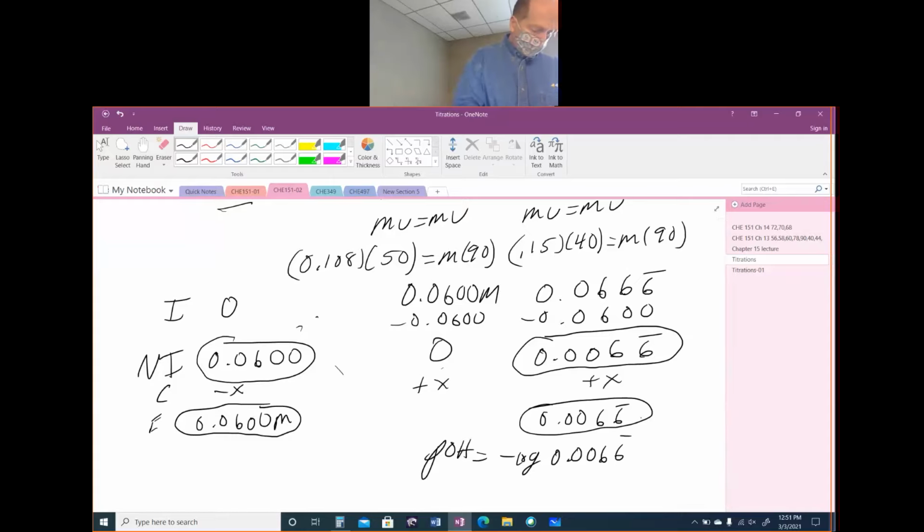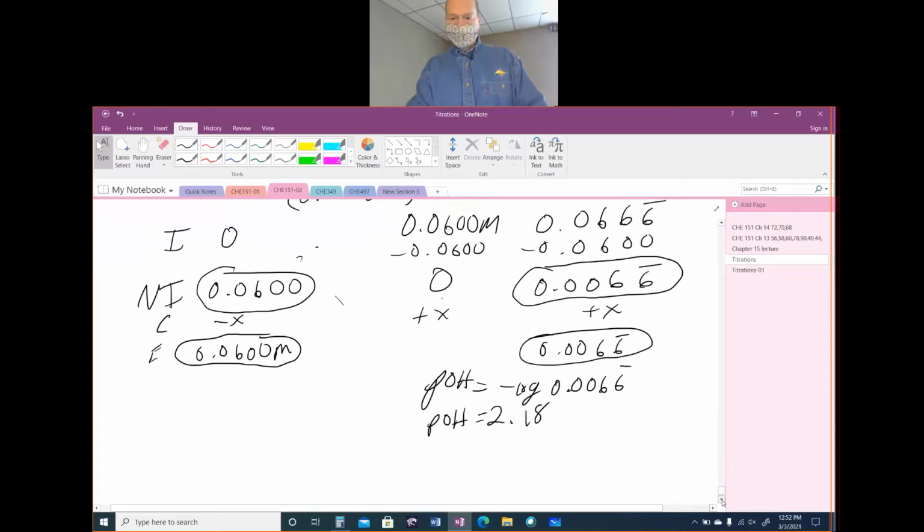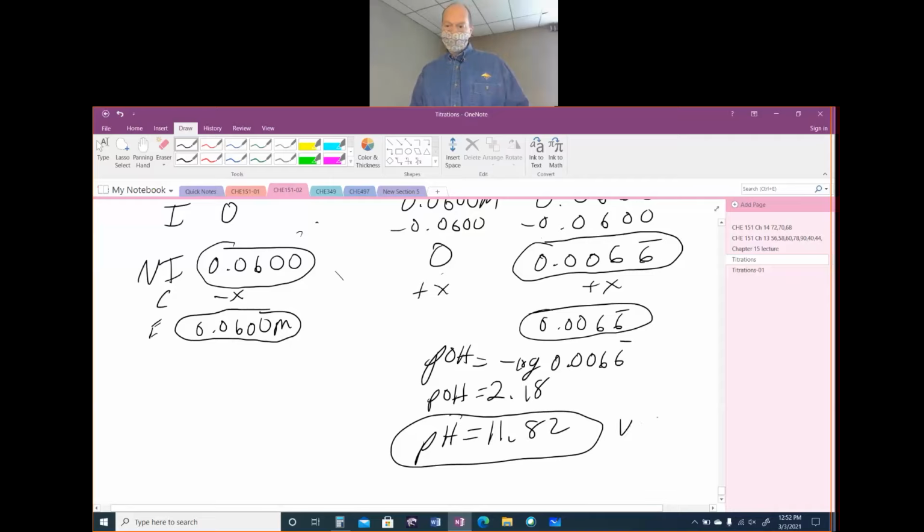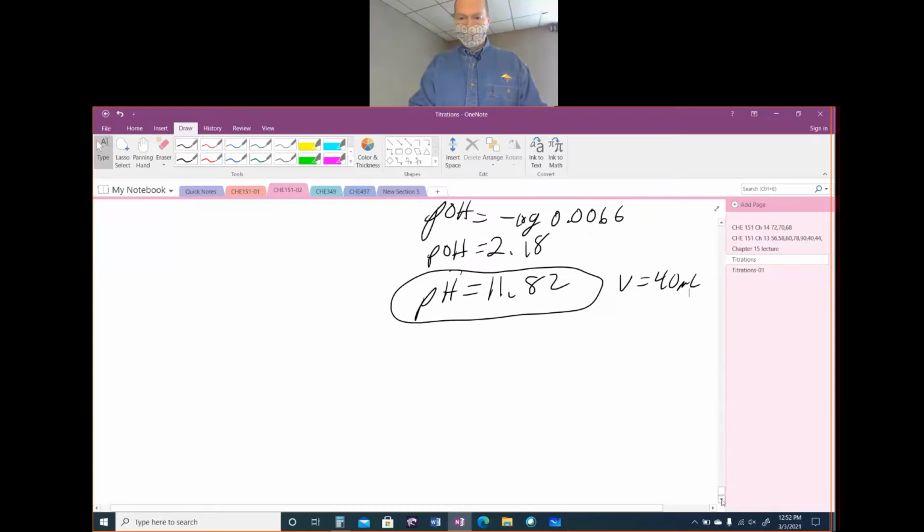So the negative log of a 0.06 repeating is 2.18. All right, and so we don't want the pOH, we want the pH, and so they have to add up to give 14, and so here your pH is 11.82. All right, and so that's when your volume is 40 mL. All right, so now we have all of our data points, and we can plot our graph.